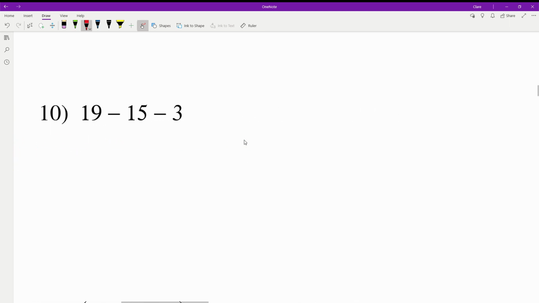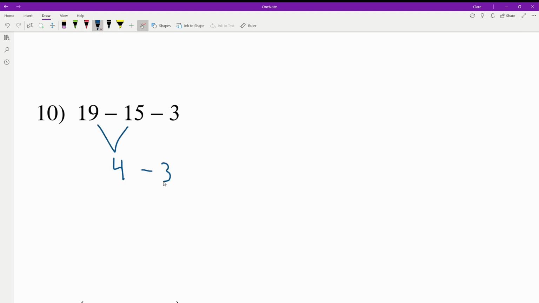In number 10, I have nothing but subtraction, so only one operation. Just going to go left to right. 19 minus 15, that's going to give me a positive 4. And then I'll have 4 minus 3, which gives me 1.